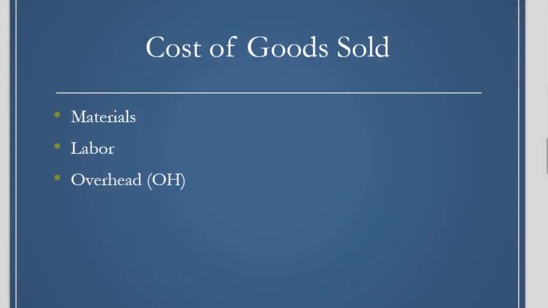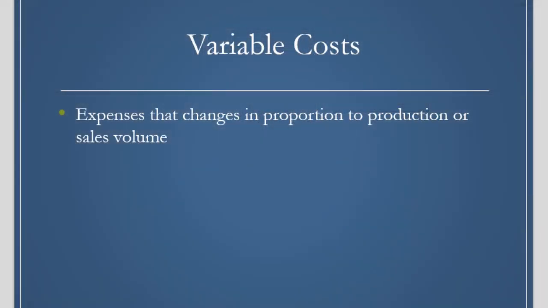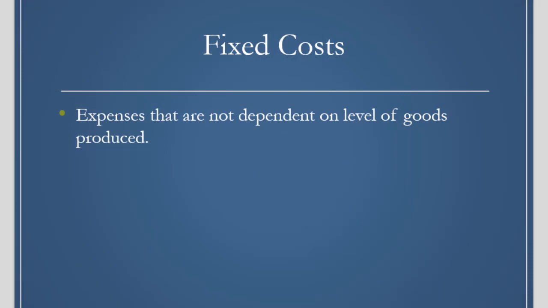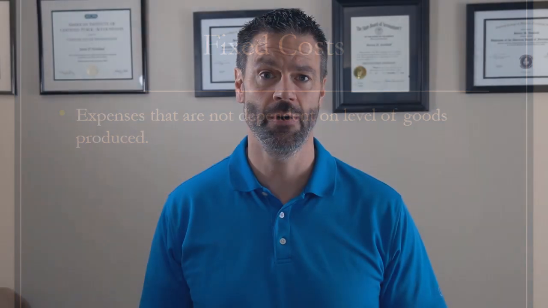Also, there's cost of goods sold. And cost of goods sold is materials, labor, and overhead. Those are the three main categories that represent cost of goods sold. Variable costs. Now, variable costs are costs that go up and down in relation to sales and or volume of products that have gone out the door. Fixed costs. Fixed costs are costs that stay the same no matter how much sales you actually have go out the door.